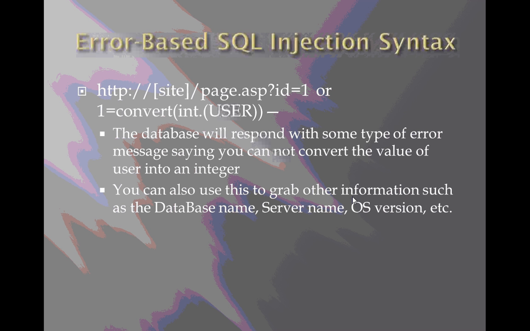So error-based SQL injection syntax, it's going to look a lot like this. You're going to have your site, that page, and then you're going to have your ID, what you're looking for. And then you'll put in the OR, and in this case we did 1 equals convert, and then we're converting user into an integer. So the database will respond with some type of error message saying that you can't convert that value into an integer, and it'll tell you the actual value of the user.